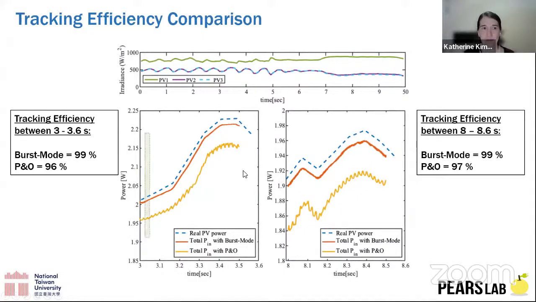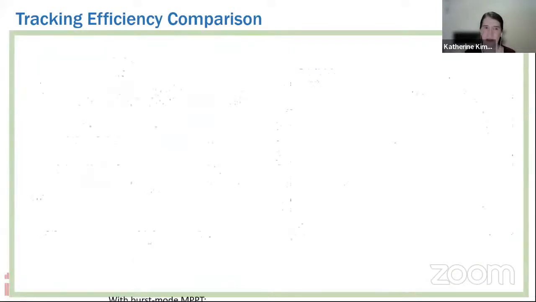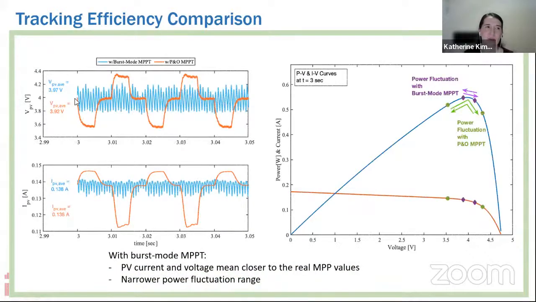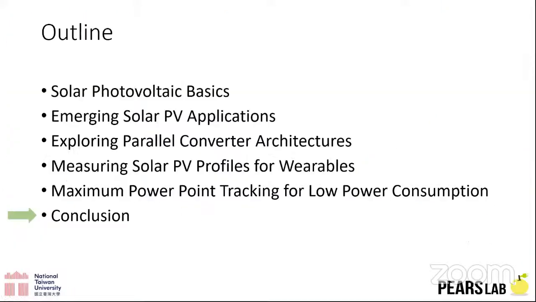The yellow one is from the perturb and observe implementation that we had. If we look more deeply at one point, we can see the tracking efficiency. What happens with the burst mode is more regular. You have this ripple at this amplitude, but with the perturb and observe, we observed that it was taking larger steps. So we're able to track more closely to the actual maximum power point and maximize the power a little bit higher than the perturb and observe that we were implementing.